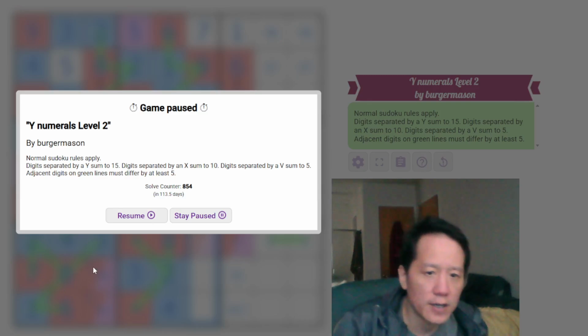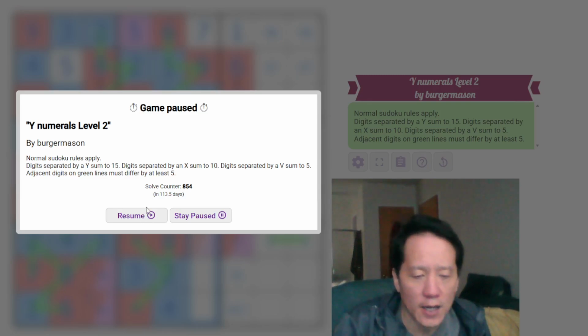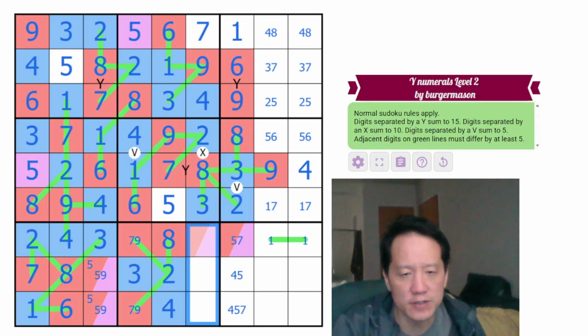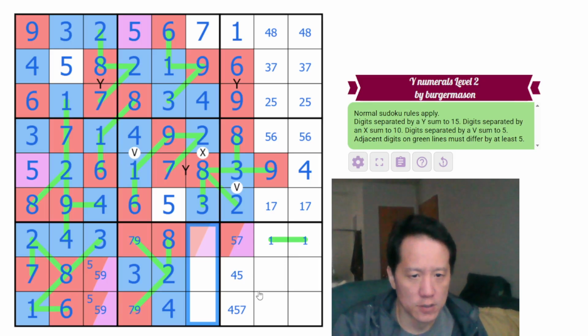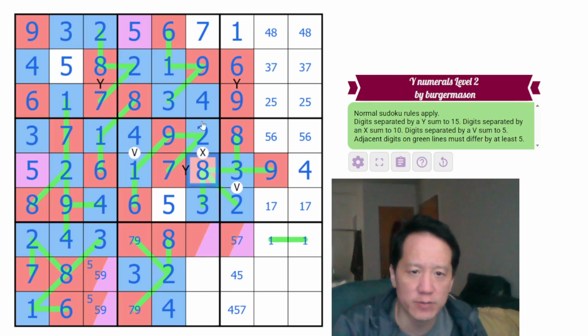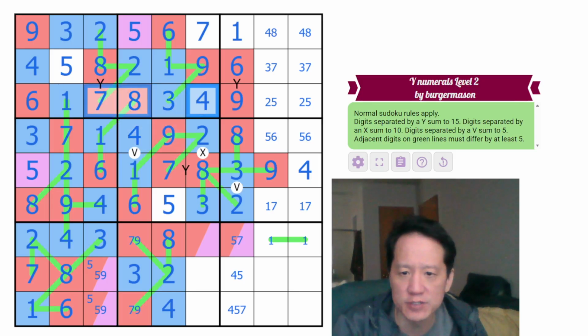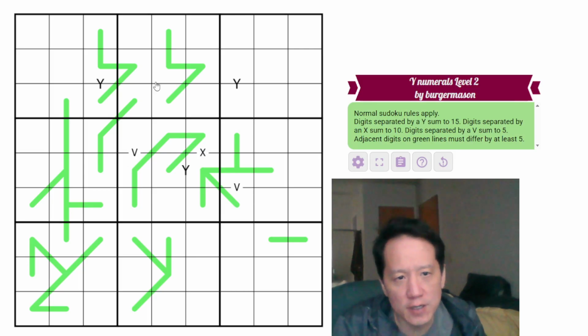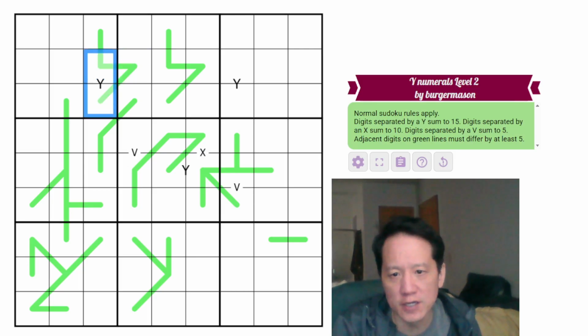Okay, I'm back. We were essentially running into contradiction here, which is not good. I think we have to restart because the problem is that I don't know where I made the mistake. So let's restart with keeping the time. Okay, let's color these again.